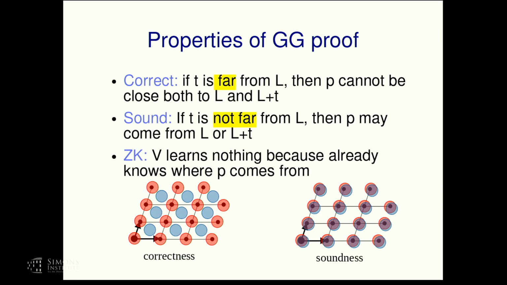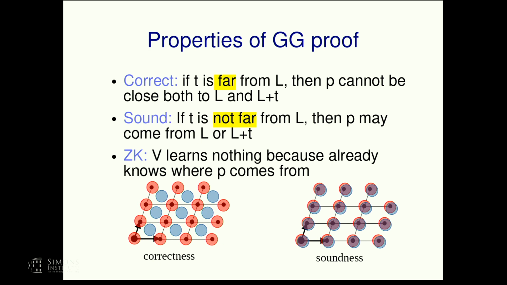So the prover will have no way to determine if the verifier started from a red circle or from a blue circle. And that's what makes the proof system correct and sound. Correct: when the target is far from the lattice, the prover has enough information to determine where the challenge point came from. While in the other case, soundness: if it is not far, if it is close to the lattice, there is a big overlap.